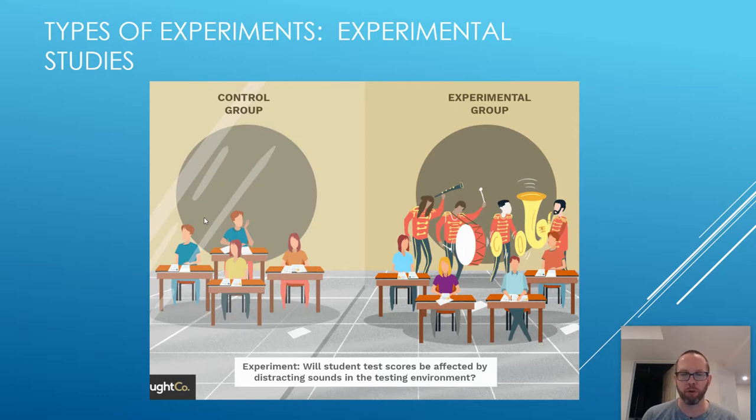So the control group would be a class that just writes their tests normally. The experimental group would be a similar class, ideally same class, same age group, same level of academics, and then have them write the same test just with a lot louder noise, and then you can compare.